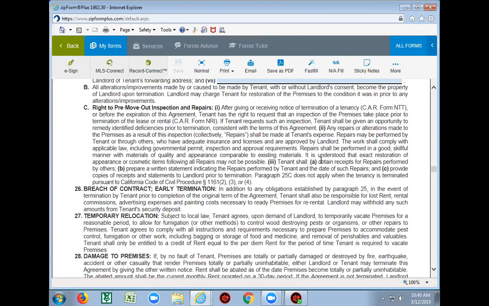3. Tenant shall A, obtain receipt of repair performed by others. B, prepare a written statement indicating the repair performed by the tenant and the date of such repair. C, provide a copy of the receipt or statement to the landlord prior to termination. Paragraph 25.C does not apply when the tenancy is terminated pursuant to the California Civil Code procedure.